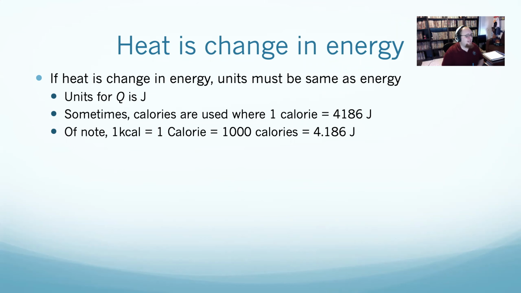It is of note that it is not the only metric unit for heat. Joules are the SI unit for heat, but a calorie is also a metric unit, where 1 calorie is 4.186 joules. Fun fact: this is not the same calorie as what food is measured in. Food is measured in kilocalories, and 1 kilocalorie is 1,000 calories.